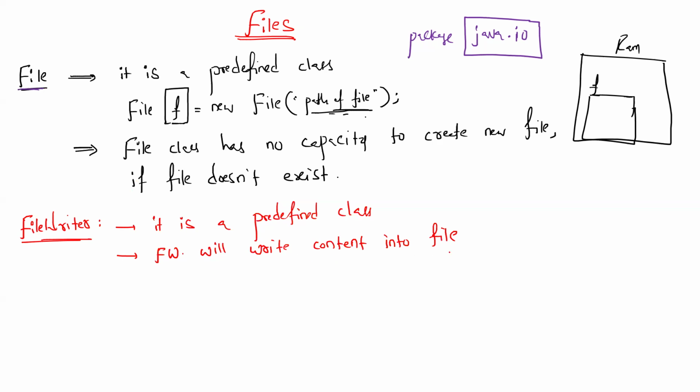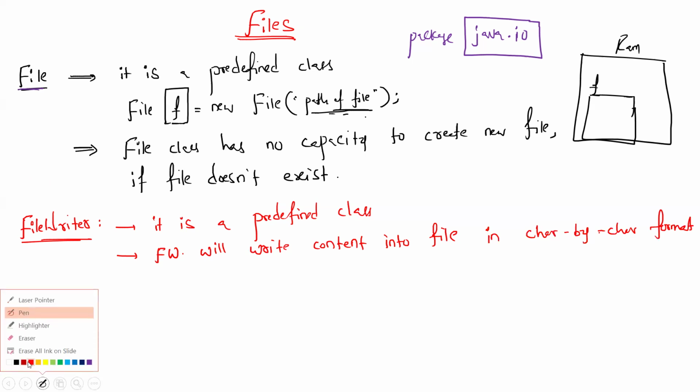File writer will write the content into the file, but in which format? It will write in character by character format only. For example, if you want to write "Java is platform independent" into a file by using file writer, first Java, J A V A, like that it will take only one character after the other. It will not take the entire line at once. That's the nature of this file writer.